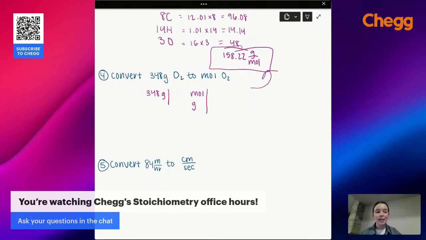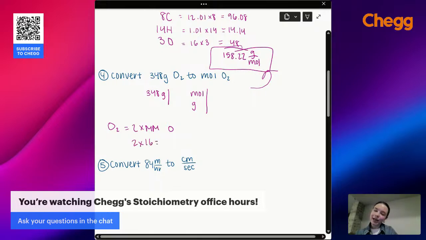So we need to find the molar mass of O2. And the molar mass of O2 is just 2 times the molar mass of oxygen. So I'm going to do 2 times 16. Hopefully, we might not have to put that in our calculator. It should just be 32. So I'm going to put 32 grams in 1 mole of O2. And then we multiply the top and we divide the bottom. So if we do 348 divided by 32, let's put that in your calculator. I'm going to give you all about 10 seconds to tell me what that answer is.